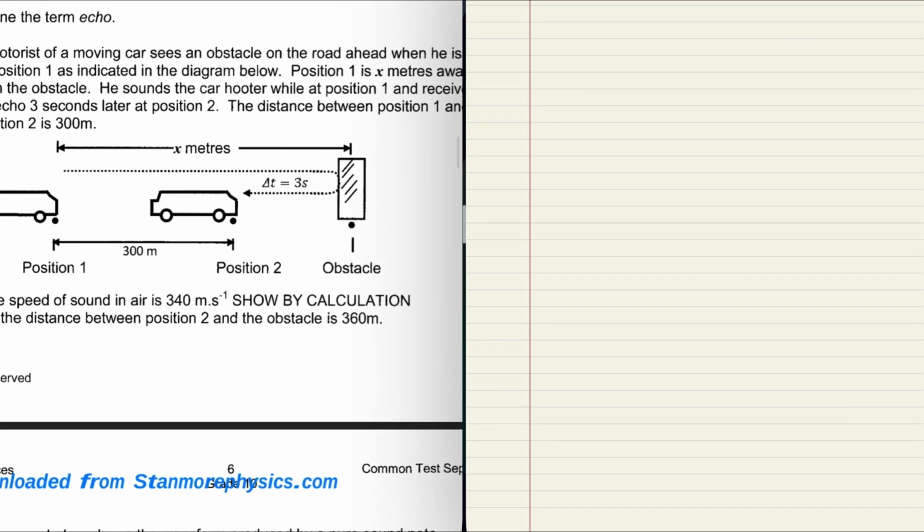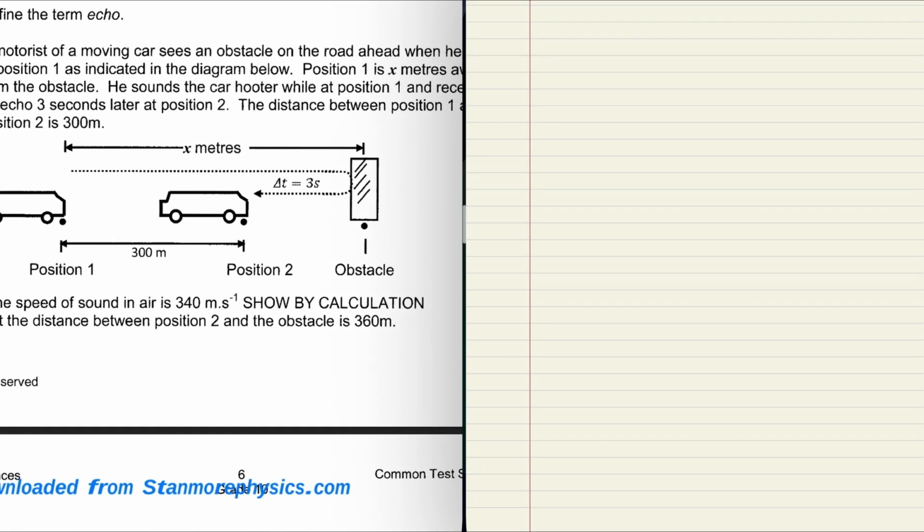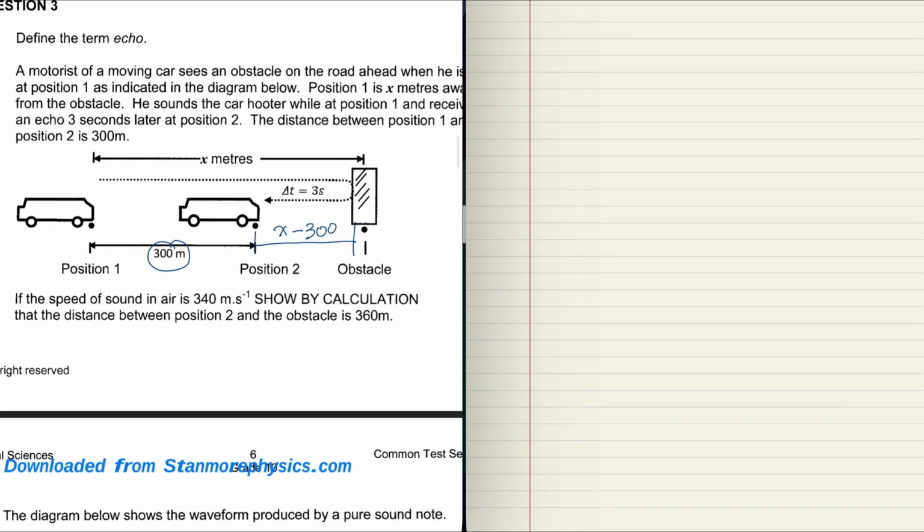Okay, so let's go ahead and call the distance between this position and this position, that's going to be x minus 300 because the whole thing is x. This is 300 and so the balance must be x minus 300. And now we can use the formula. Speed is equal to distance divided by time, and we can solve for x. So we know the speed that the sound is traveling at. It's 340. Now, what is the distance that the sound is traveling?